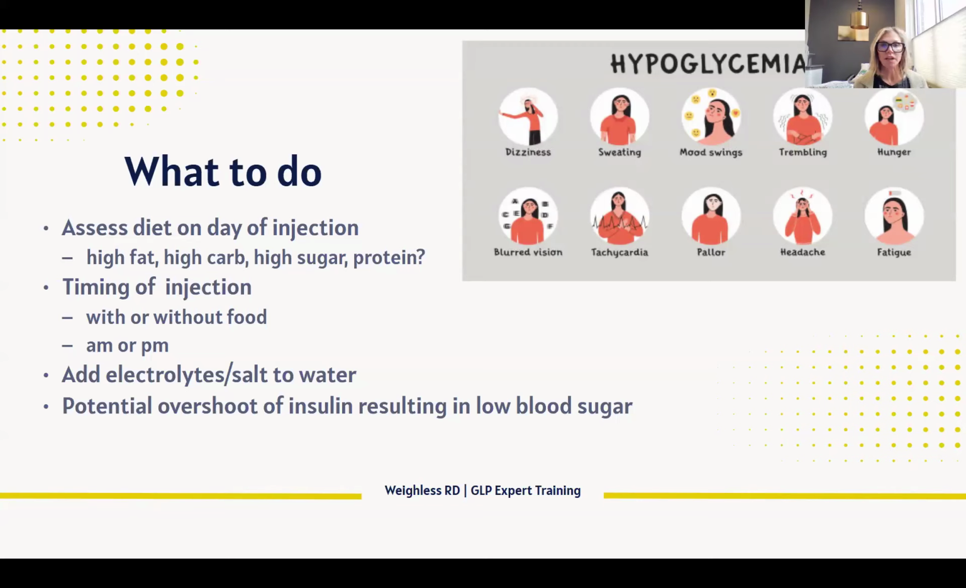And again, assessing the dose, maybe even dividing up the dose if there is a possibility of a hypoglycemia result. It's not common that people would have a response like that, but it can happen.